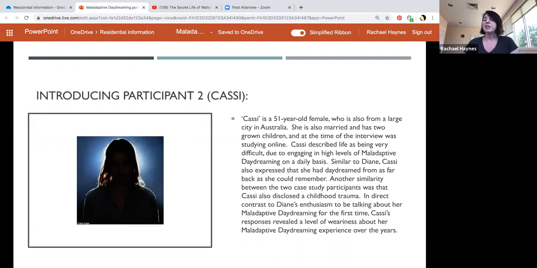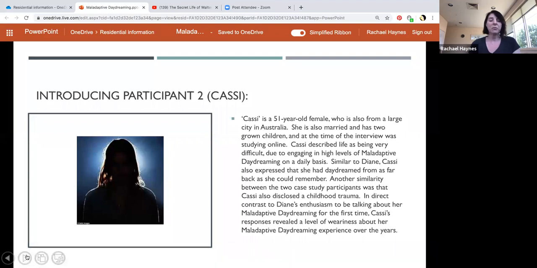Another similarity between the 2 case study participants was that Cassie also disclosed a childhood trauma. In direct contrast to Diane's enthusiasm to be talking about her maladaptive daydreaming for the first time, Cassie's responses revealed to me a level of weariness about her maladaptive daydreaming experience over the years. So those are the 2 participants, Diane and Cassie.